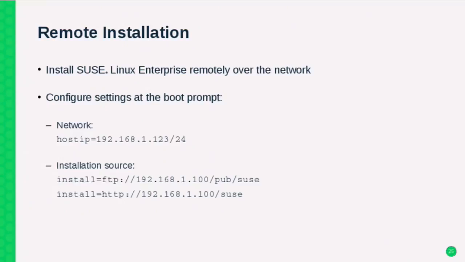So you can install from a remote location. You have to put all the repositories on a web server, for example, and you can pass to the boot prompt the parameter install equals and the location. And if you don't want DHCP assigning your machine an IP address, you can also specify the IP address and the net mask. Other questions regarding the remote installation?